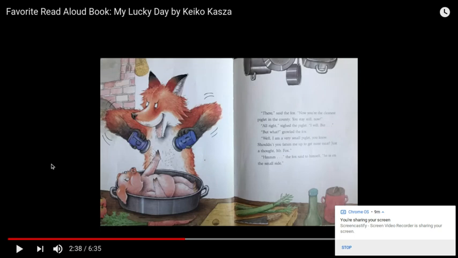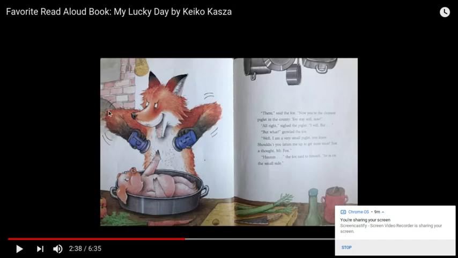There, said the fox. Now you're the cleanest piglet in the county. Stay still now. All right, said the piglet. I will, but what? Growled the fox. Well, I am a very small piglet, you know. Shouldn't you fatten me up to get more meat? Just a thought, Mr. Fox. The fox said to himself. He is on the small side.